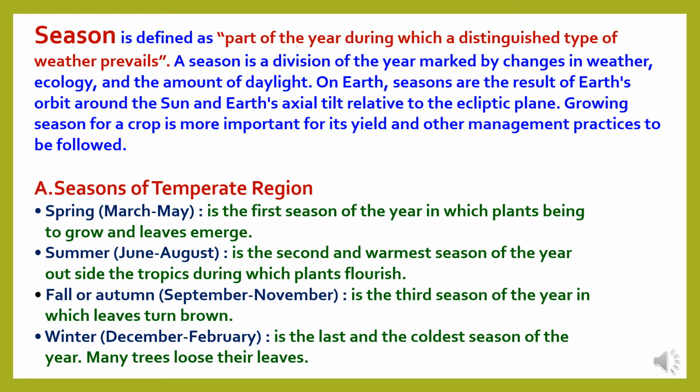Now we will study the seasons of temperate regions. First one is spring, which prevails from March to May. This is the first season of the year in which plants begin to grow and leaves emerge. Second is the summer season, which is from June to August. This is the second and warmest season of the year outside the tropics, during which plants flourish. Third season is fall or autumn, which is the period from September to November. This is the third season of the year in which leaves turn brown.